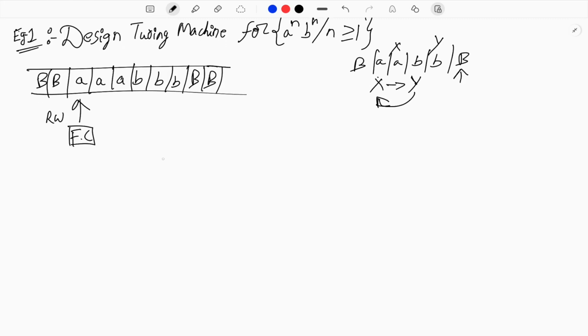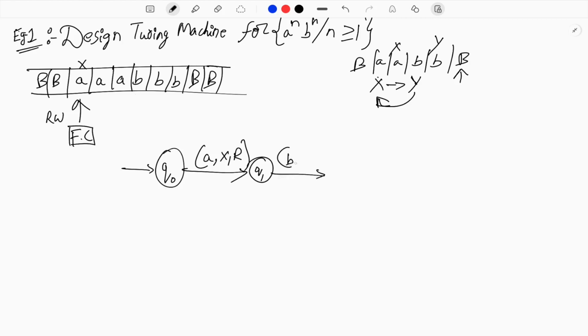So let's design the Turing machine for this one. The initial state will be taken as q0, and as we find the initial symbol a, we mark it as x and move to the state q1. We simply move towards the right, and after finding the symbol b, we mark it as y. Then we move towards the left, as there were only two symbols. Understood? After reaching the final symbol, we have to traverse back again.